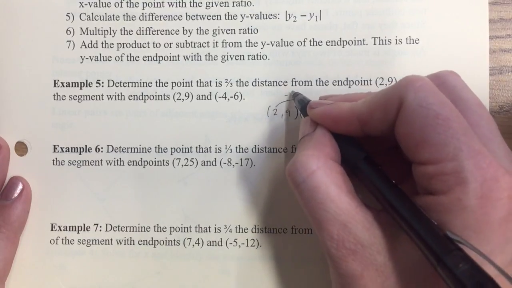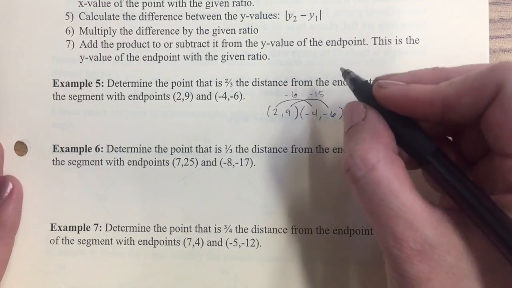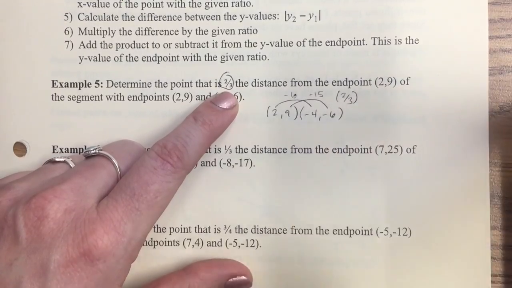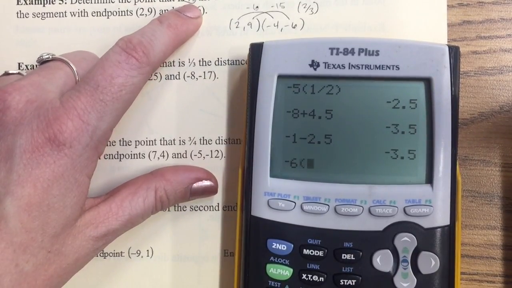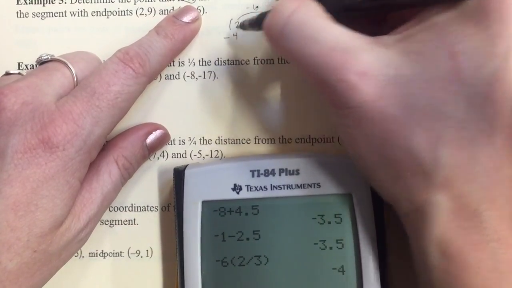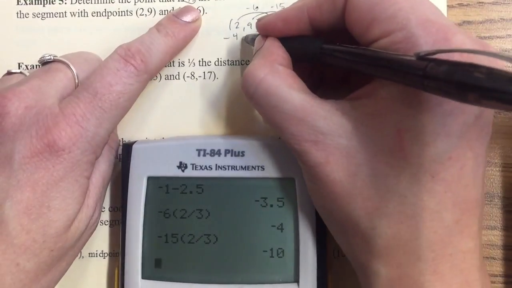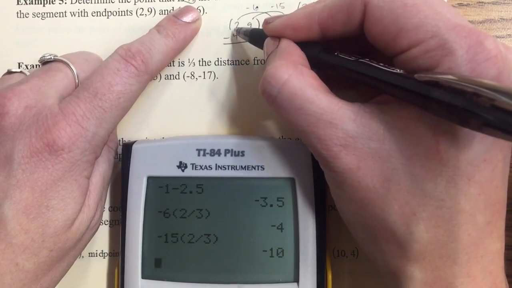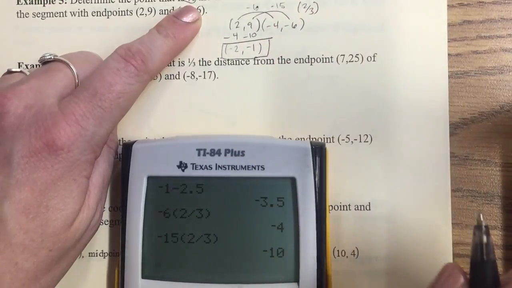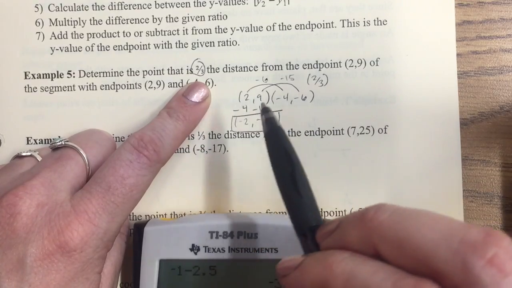2 to -4 is subtracting 6. 9 to -6, 9 and 6 makes 15, and it's subtracting. This time I only want 2/3 of it. So I'm going to do -6 times 2/3 is a -4. -15 times 2/3 is a -10, which gives me 2 minus 4 is -2, -1. And that point is 2/3 the distance from 2, 9. That's why it's first.